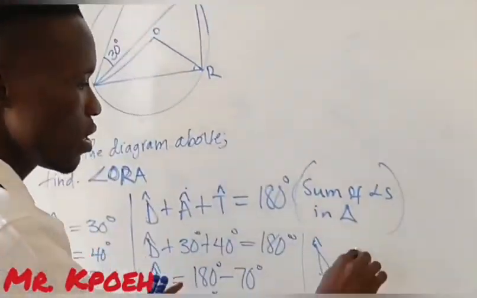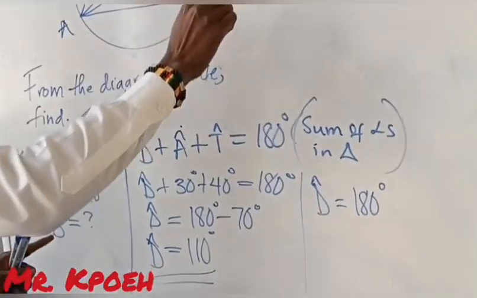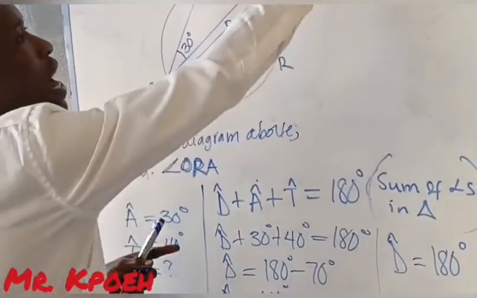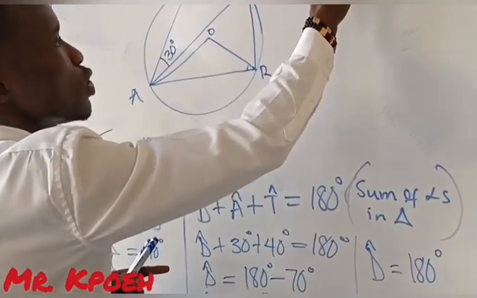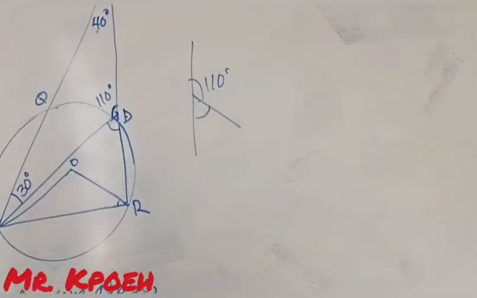So I will now say 180. Why am I saying 180? Because our TD is on a straight line. So I will subtract it from this angle to find this one. Because if you have angles on a straight line and this one is 110 degrees, then to find the other you subtract it from 180 degrees to get an answer.